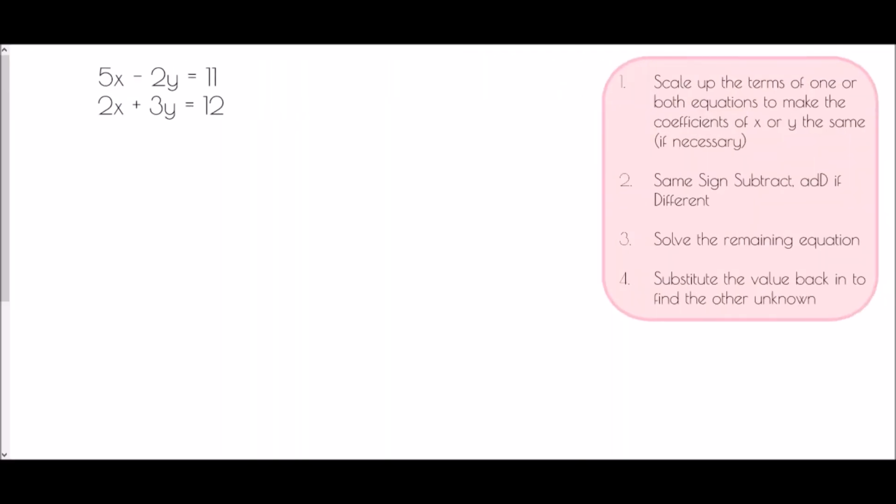Okay, so then next we have 5x take away 2y equals 11, and 2x plus 3y equals 12. In our first stage, we've always been looking to try to match the coefficients of either the x or the y.